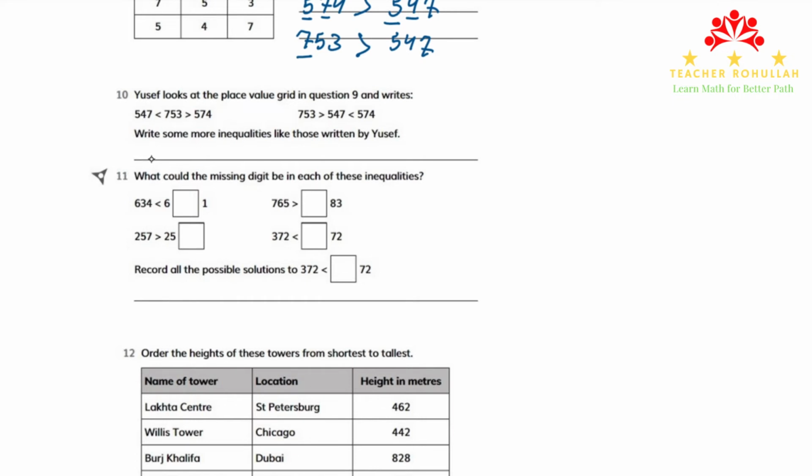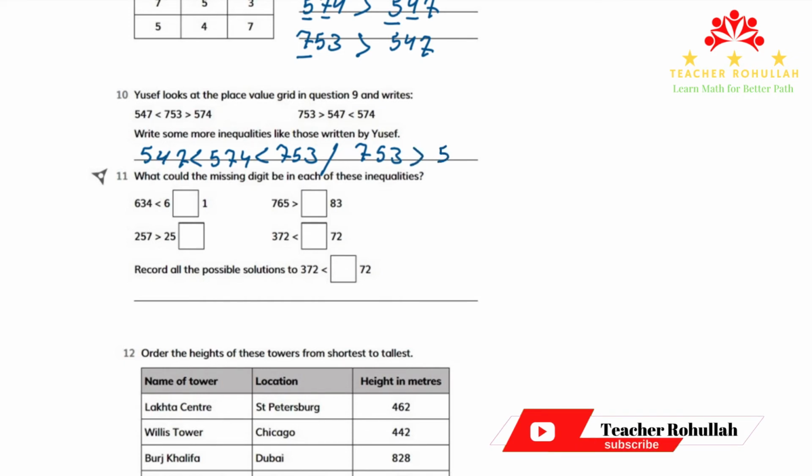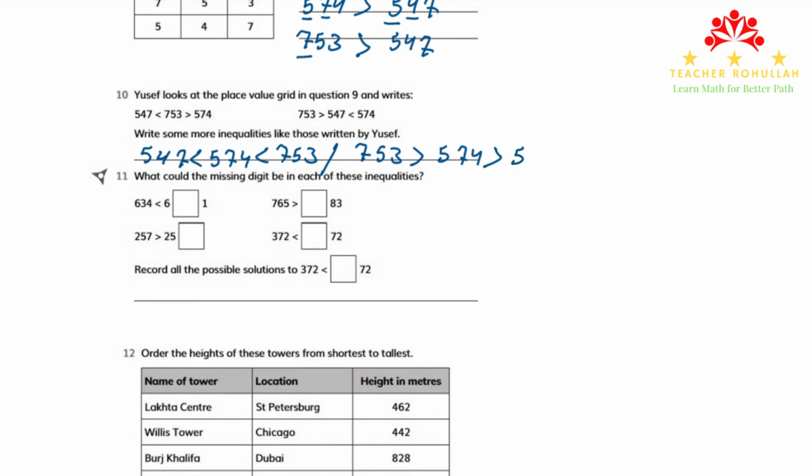So we can make different inequalities using those three numbers. So I can write 547 is less than 574, and 574 is less than 753. The other one that we can make is 753 is greater than 574, and 574 is greater than 547. These are the two inequalities that I made for you, and you can even try to make more than this. Let's now move to question number 11.